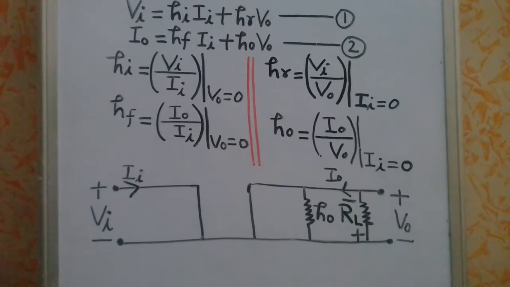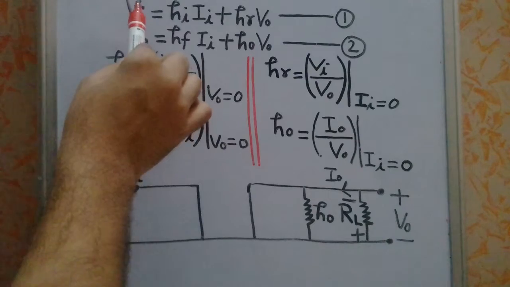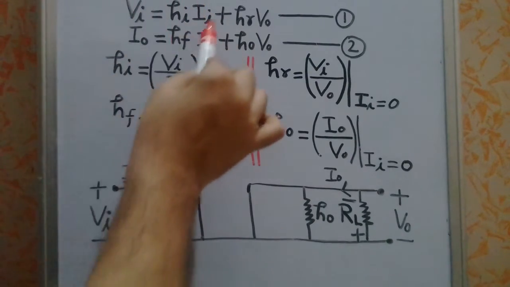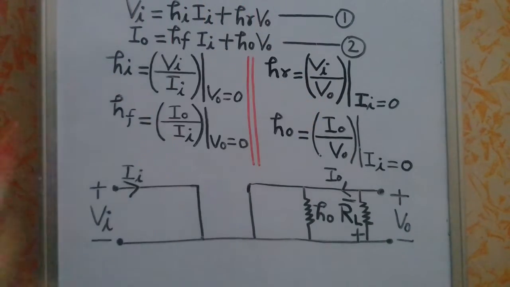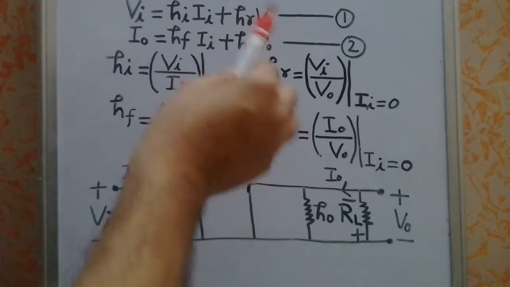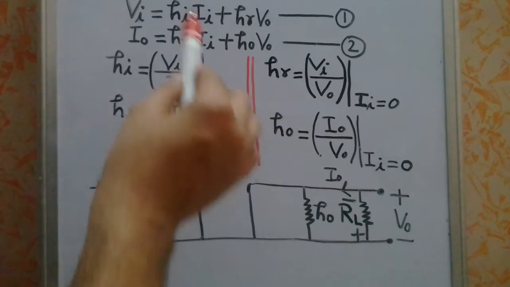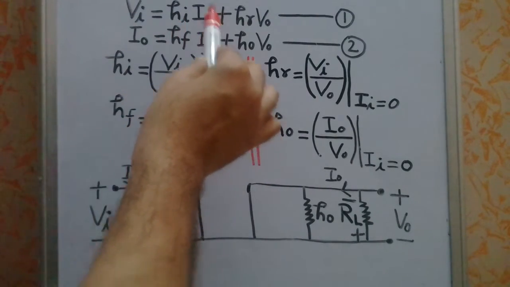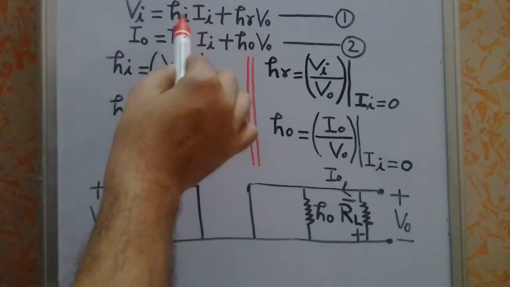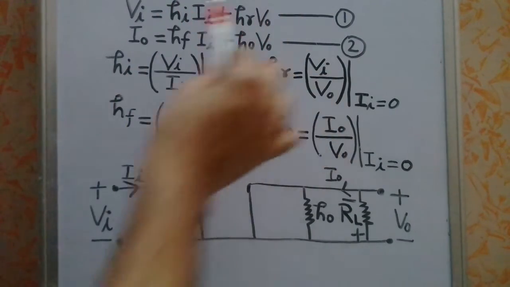Just analyze equation number 1, right? Vi is equal to hiIi plus hrVo. V is voltage. So voltage is equal to voltage plus voltage, right? You can add voltage with the voltage, right? You cannot add voltage with the current, right? That is understood. So that means Vi is equal to hiIi. hiIi is the voltage drop in this input impedance hi, and hrVo is another voltage.